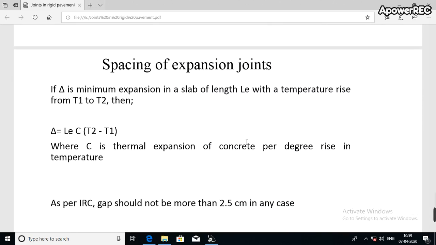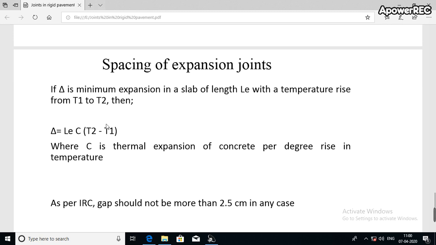Now there will be two kinds of equations for the spacing of the expansion joints. If delta is the minimum expansion of the slab of length LE with temperature rise from T1 to T2 in degrees Celsius, then delta, minimum expansion, equals LE into C into (T2 minus T1).